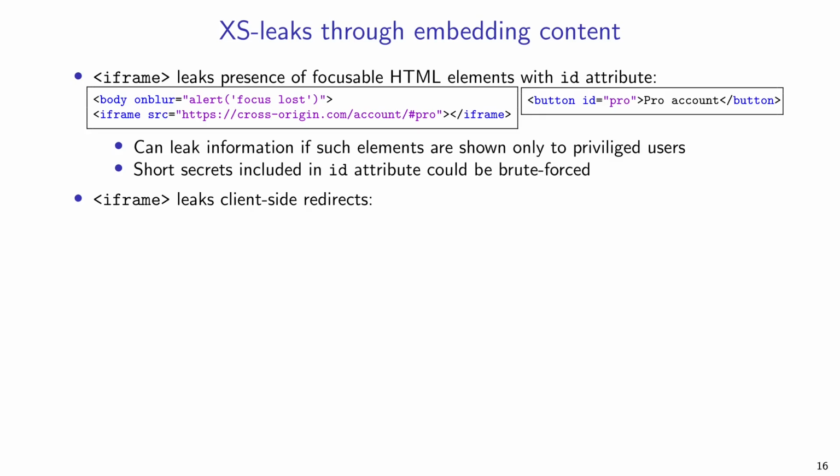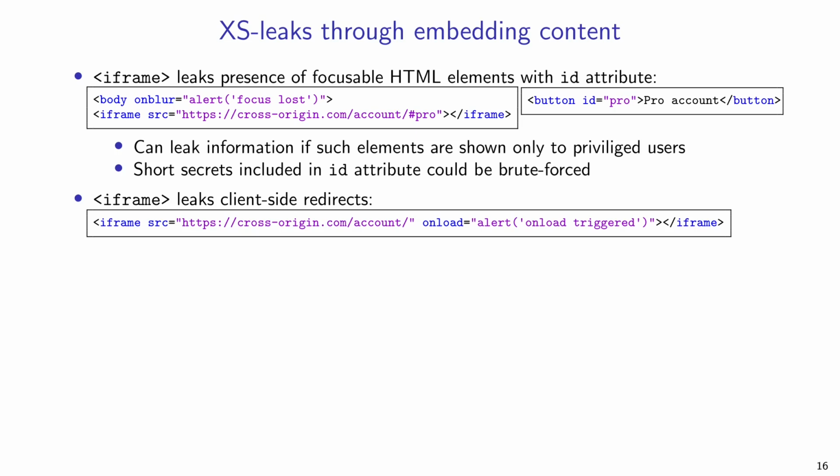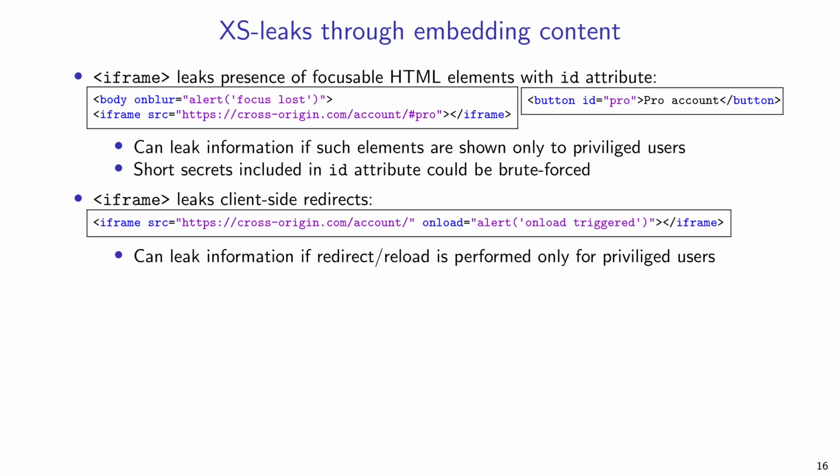Then, iframes also leak whether the embedded website performs client-side redirects. If the embedded website performs a redirect, the frame will reload and we will see the load event fire, as it is fired every time the embedded page reloads. This can leak information if a redirect or reload is performed only for certain users, for example, privileged users. But what about server-side redirects? Well, there is a clever access leak for that too.